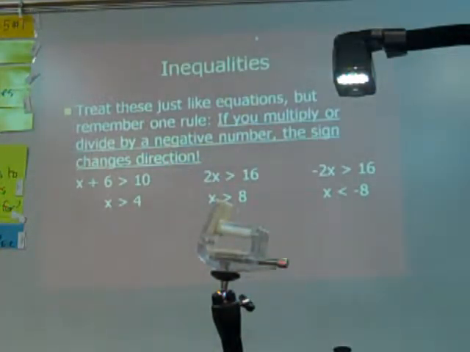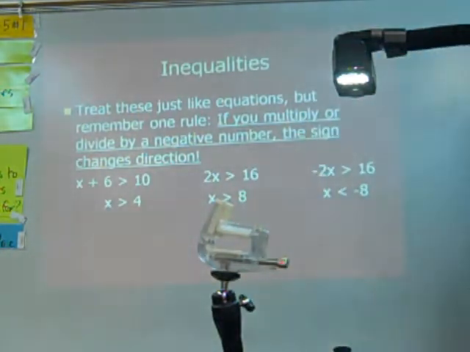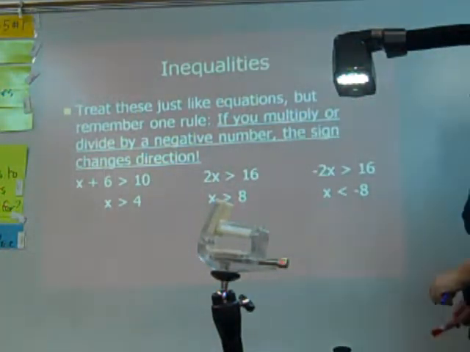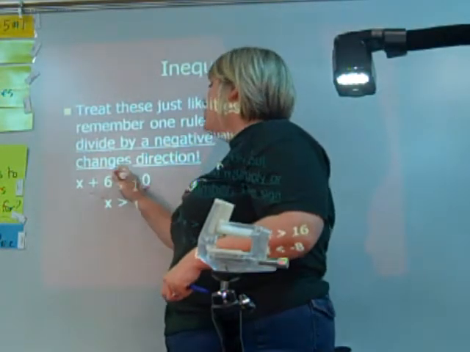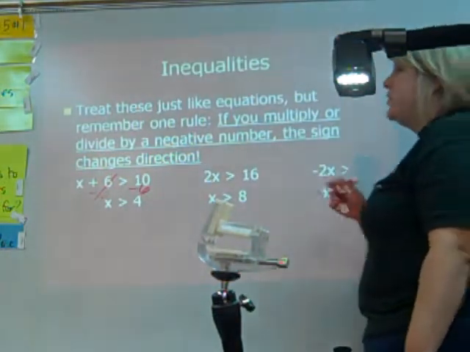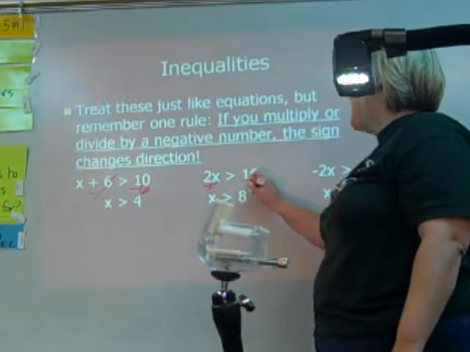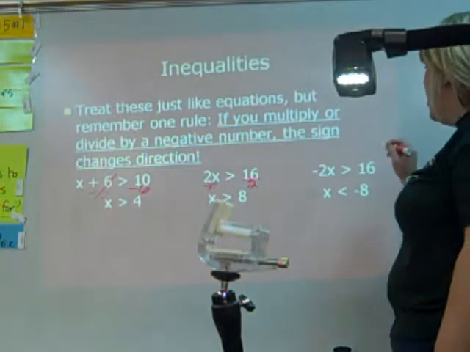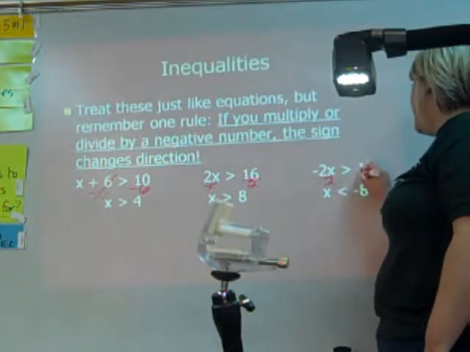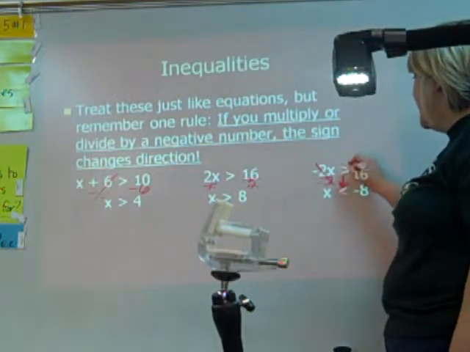Okay. Treat these just like equations, but remember one rule. If you multiply or divide by a negative number, the inequality sign changes direction. So if you look on the first one, to solve this one, we're just subtracting 6. We're not multiplying or dividing by a negative, so we don't change the inequality sign. On the second one, we're just dividing both sides by positive 2. We're not multiplying or dividing by a negative, so we don't change the inequality sign. But on the third one, to solve for x, because I'm dividing by a negative 2 to solve for x, I have to change my sign.